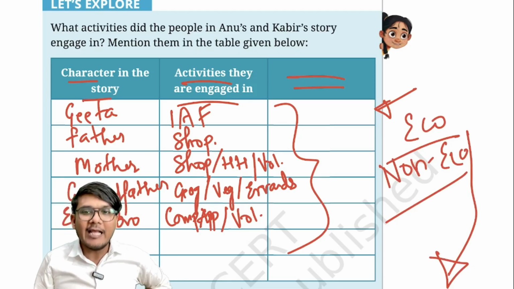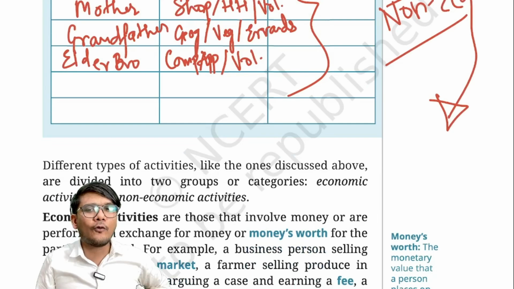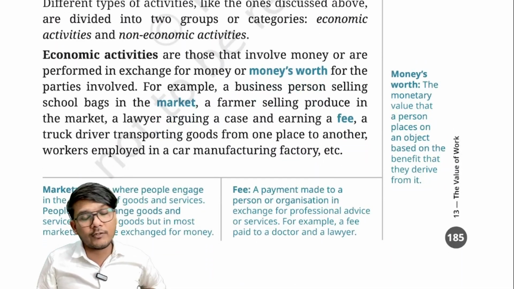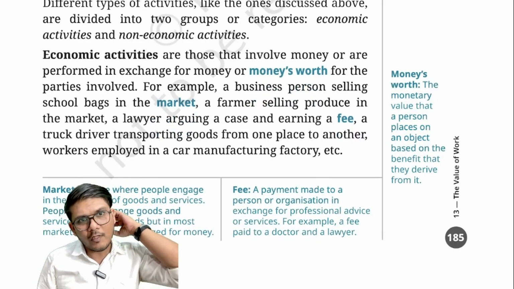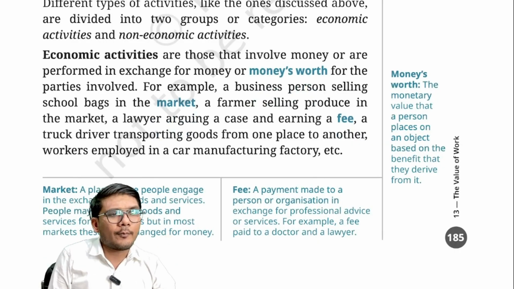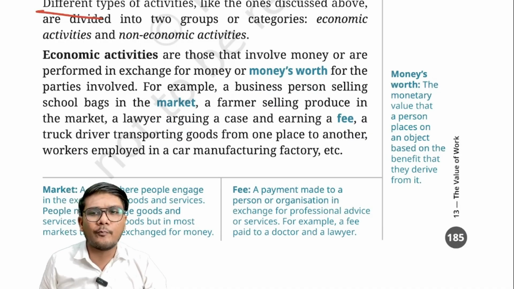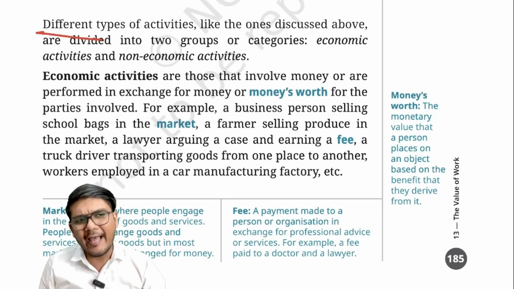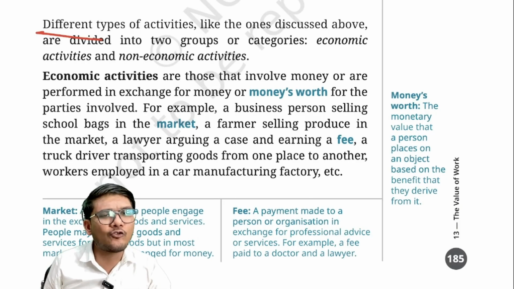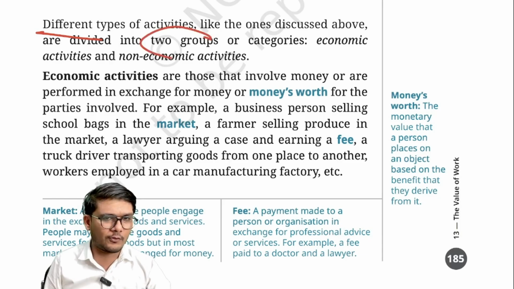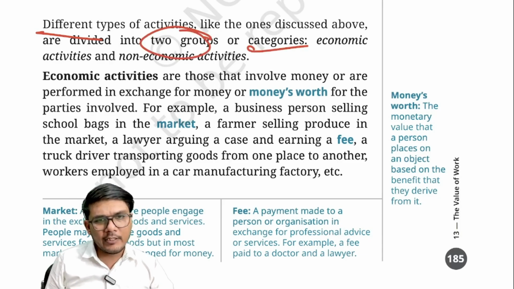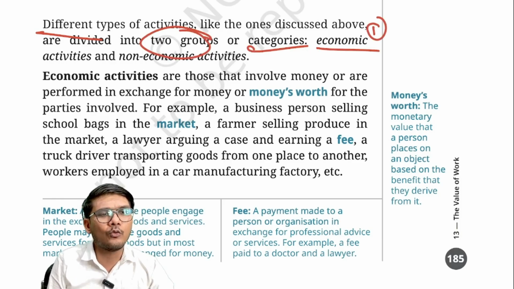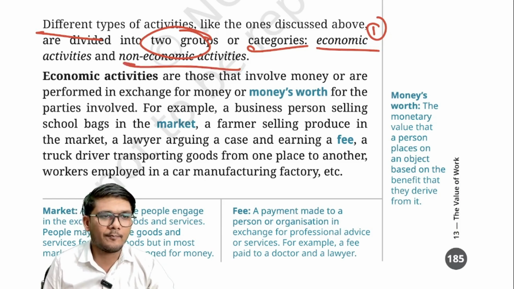I hope that is clear. So let us move ahead. So what has happened so far? Anu has talked about the people around her doing certain works, and Kabir has also talked about the same, right? That means they have talked about certain different activities that the people around them are doing, and these activities can actually be divided into two groups or two categories. These two categories are number one, the economic activity, and number two, the non-economic activity, right?